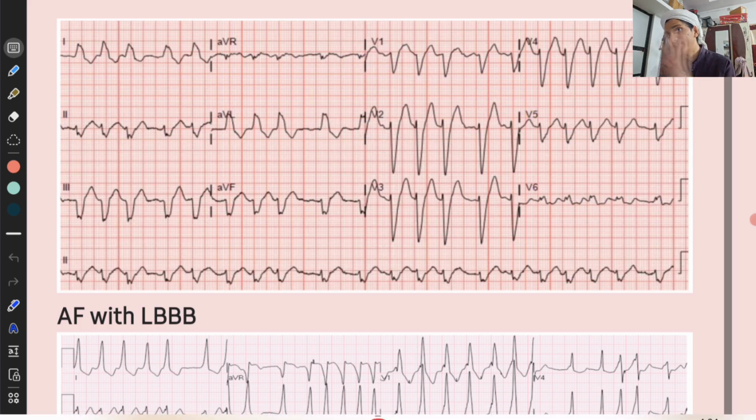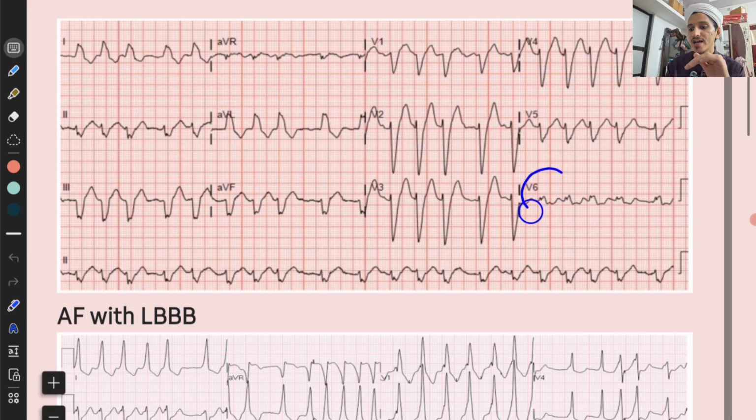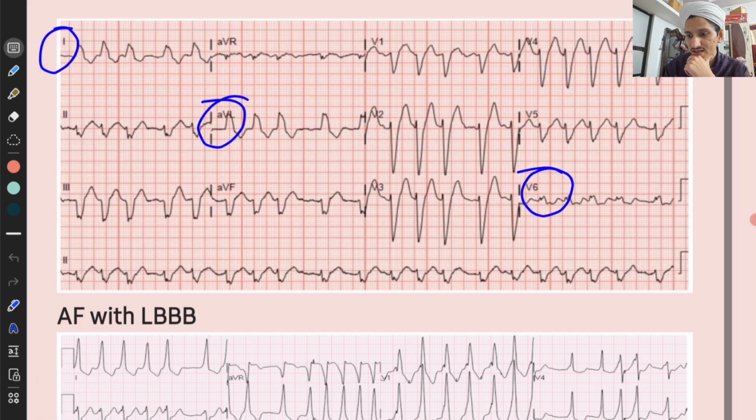So see the left leads, because it is left bundle branch block, you will see it in the left leads. Along with V6, you see it in lead 1 and AVL. In 1 and AVL the QRS complexes are M pattern. 1, AVL and V6 will have M pattern, but V1 is not like that. V1 is broad, that's all.